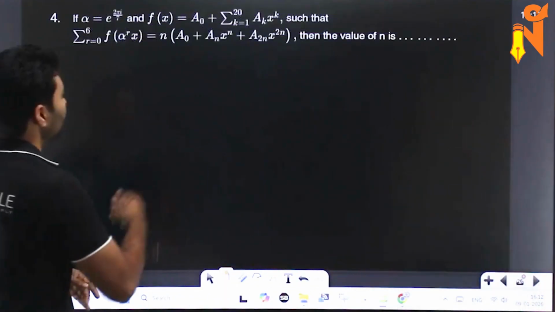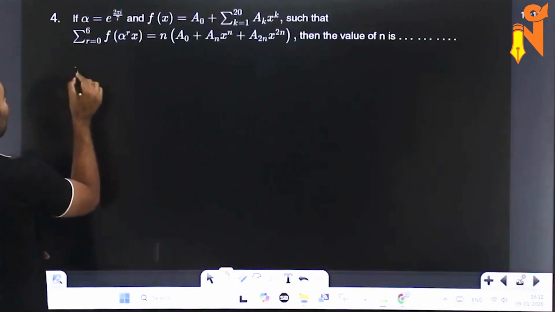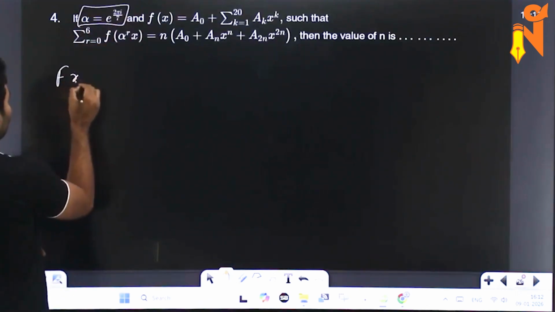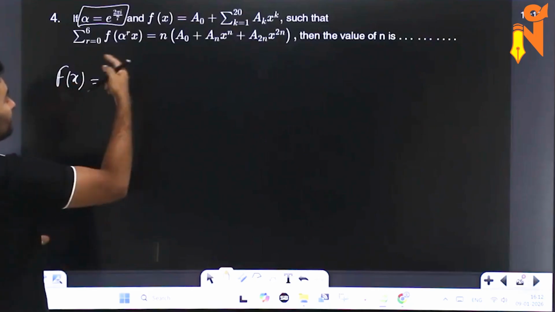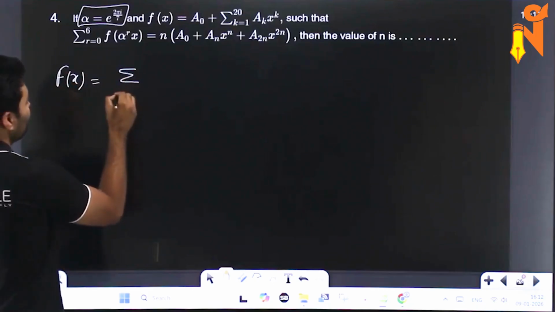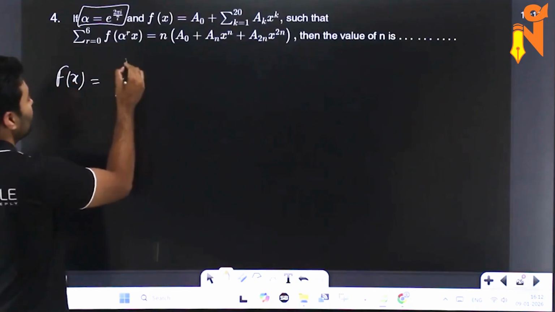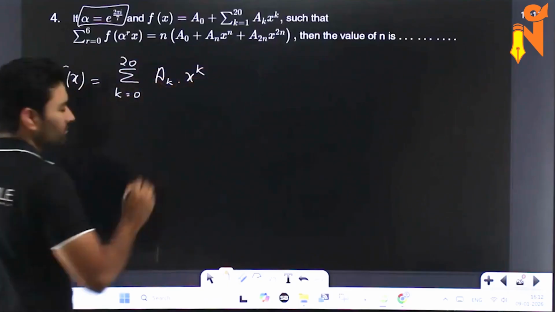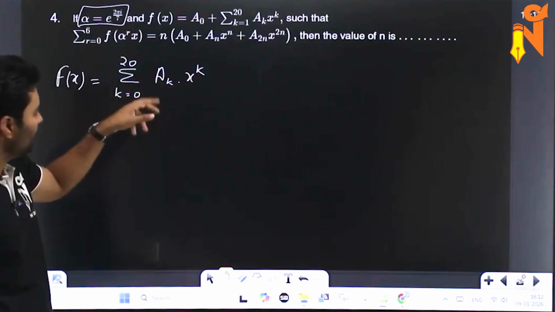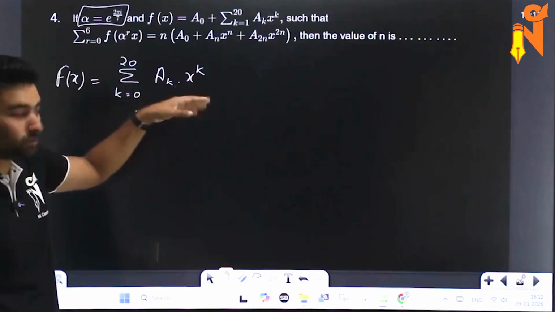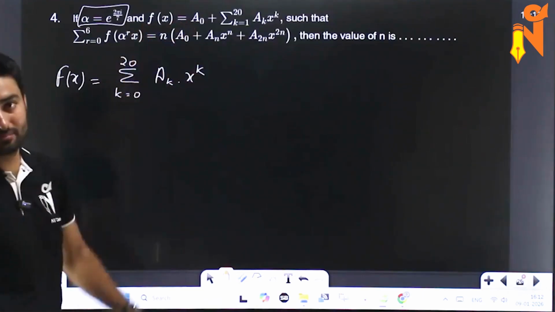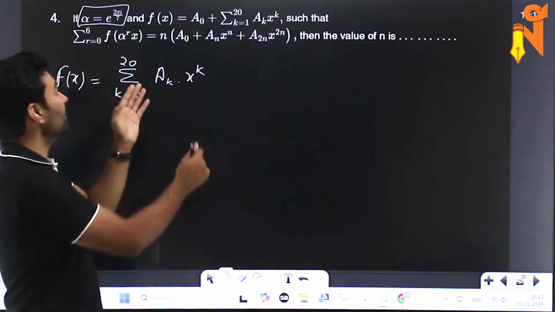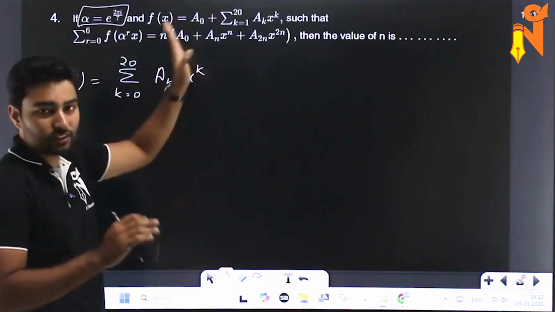Next. Okay, ठीक है. So this question is very simple. So alpha is this. Nice. Okay, what is fx here? So this is my observation that I found that fx is actually summation of k equal to 0 to 20, ak x power k. Very obvious. Put 0 here. A0 x power 0 is 1. So A0 is the first term. Put 1 here. So A1 x1, it's here. So you can write this expression as this. This is given just to confuse you.